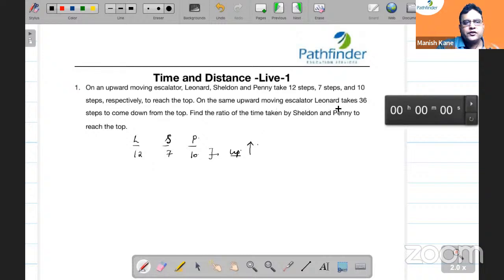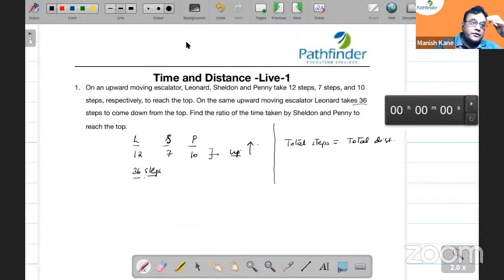And on the same upward moving escalator, Leonard takes 36 steps to come down. 36 steps to come down. So obviously, the number of steps taken, the total steps, is like the total distance from top to bottom. That is the first thing you need to recognize here.